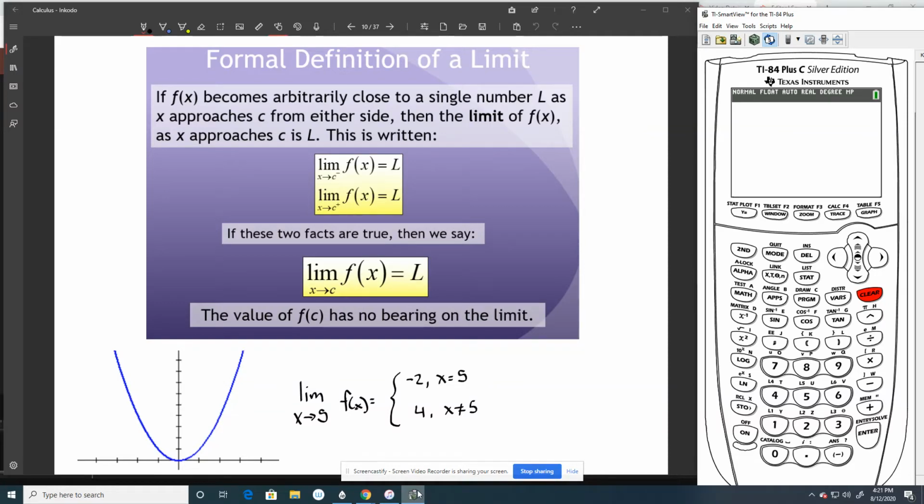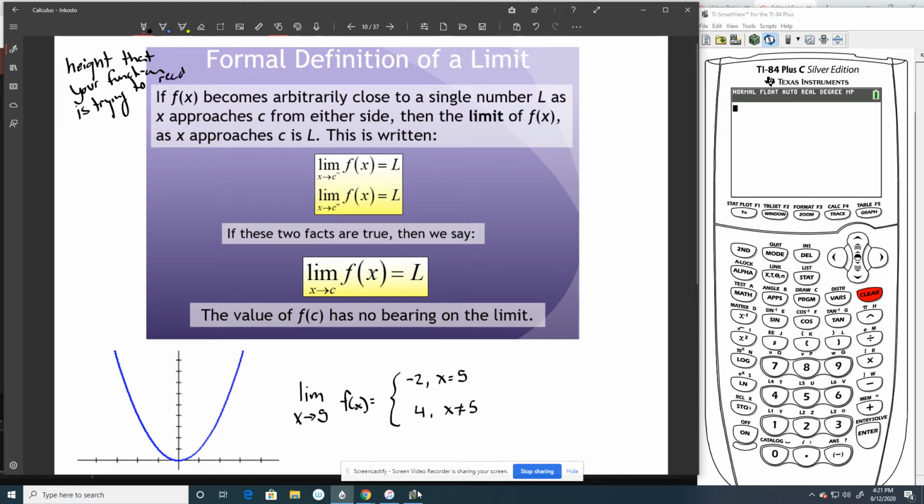All right, guys, today we are talking about limits. And right here we have a formal definition of a limit. But before we get into the formal definition, what a limit is really is the height that your function is trying to reach. So the informal definition is the height that your function is trying to reach.